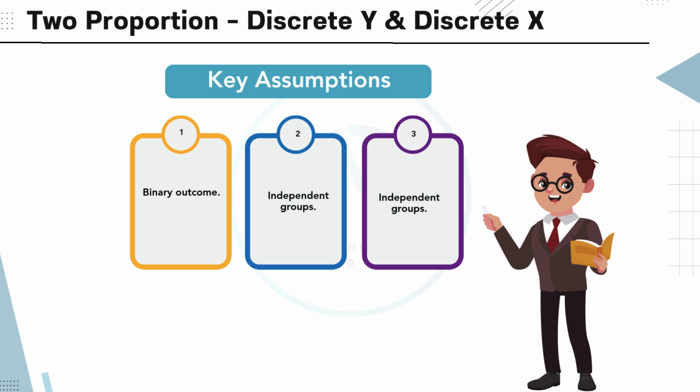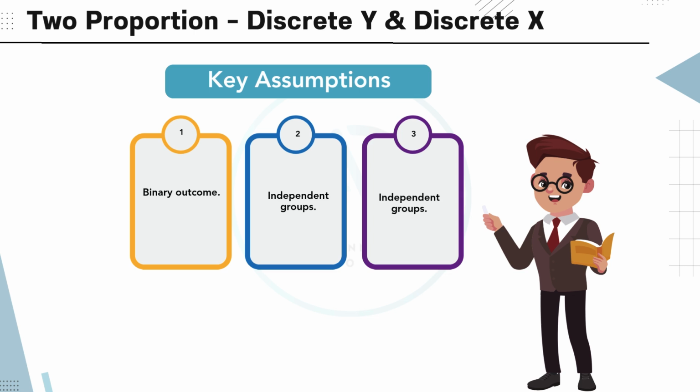2. Independent groups. The two groups or samples being compared must be independent of each other. That means the outcome of one group should not influence the other. 3. Independent groups again. This looks like a design repetition in the slide. It might have been a placeholder or oversight. However, it's still worth reinforcing the point that independence between the groups is absolutely crucial. In summary, the two-proportion test is valid only when the data is binary, and when the two groups being compared do not have any overlap or dependency.